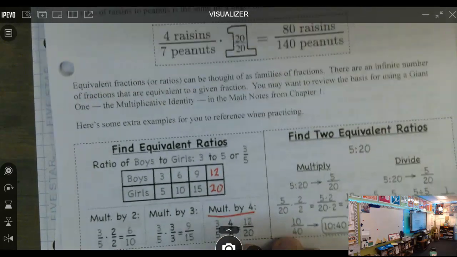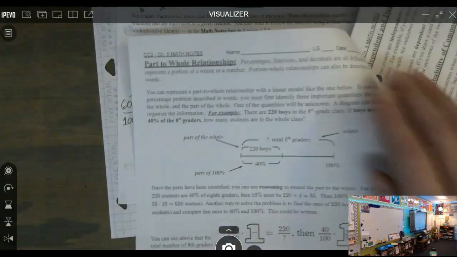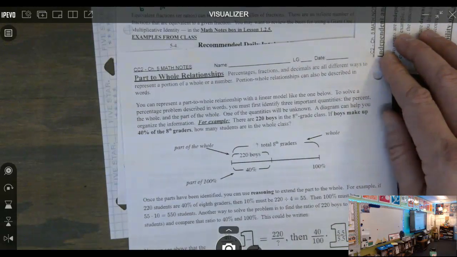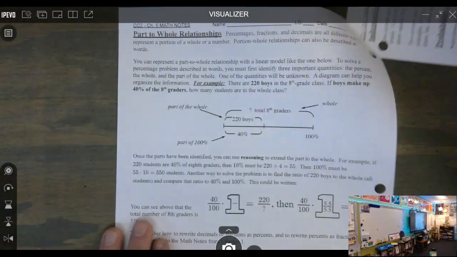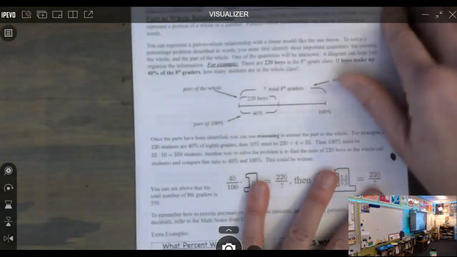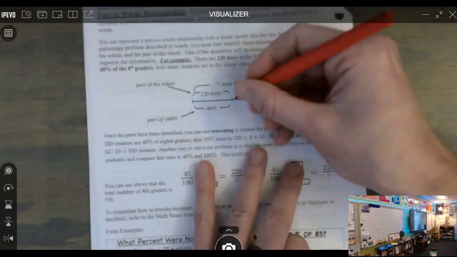Go ahead and flip, because we'll just keep looking through everything that is in these notes. This is what we did today, right? Part to whole. Let's go ahead and finish this out, since this is what we did today. If the bottom here shows 40%, what percent are we missing? 60. Let's go ahead and fill that in, guys.